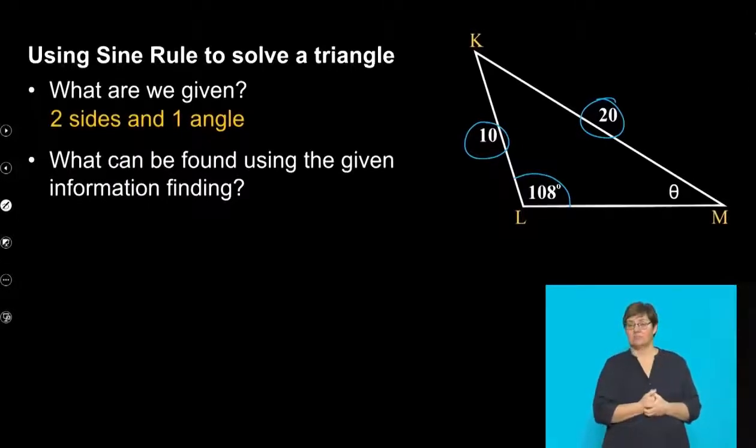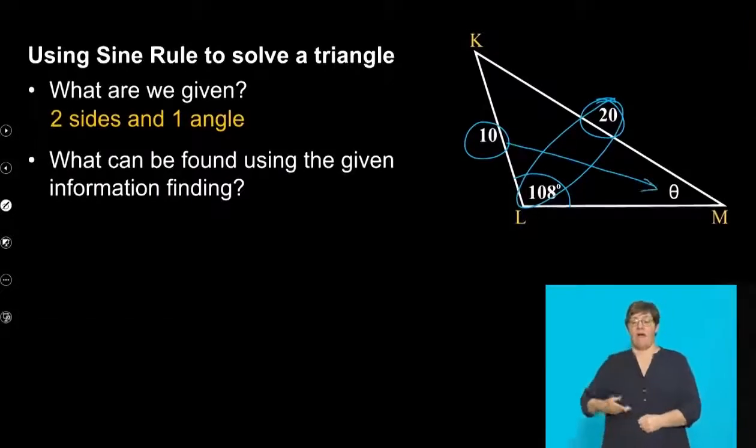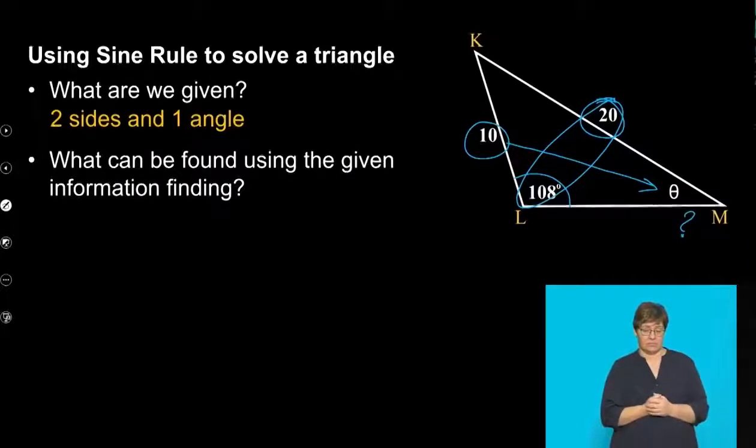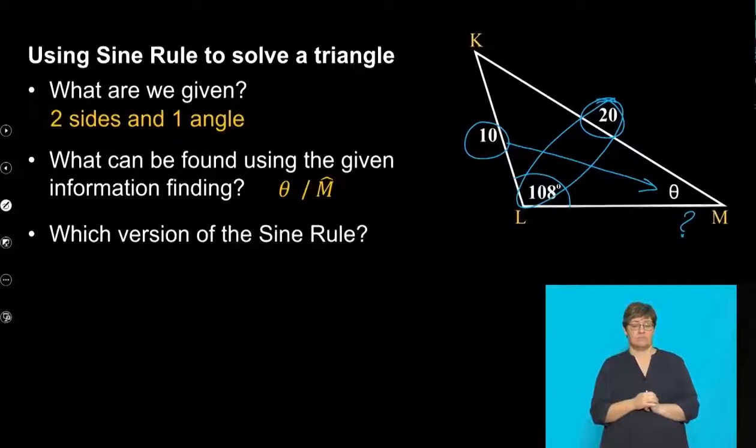What can be found using the given information? We've got one full pair here, and we have one half pair here. So it means we can use the sine rule. In other words, we can find angle theta, or angle M. That's what we can find first. Which version of the sine rule?